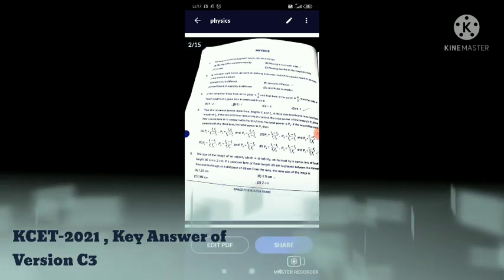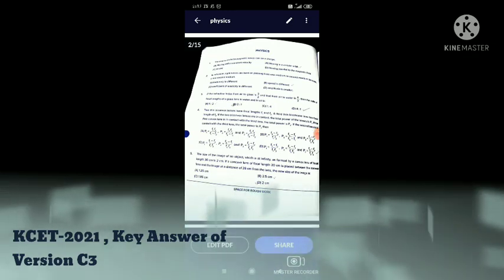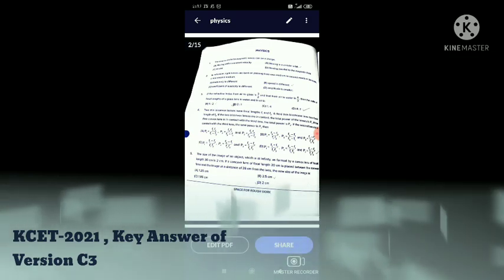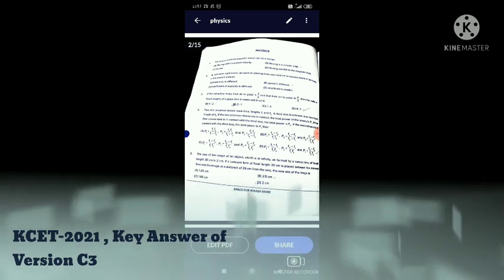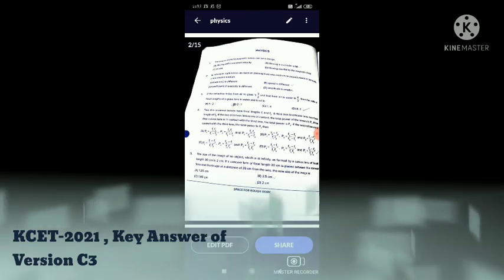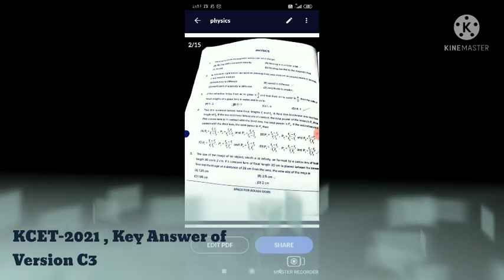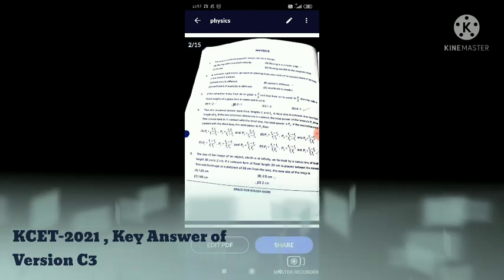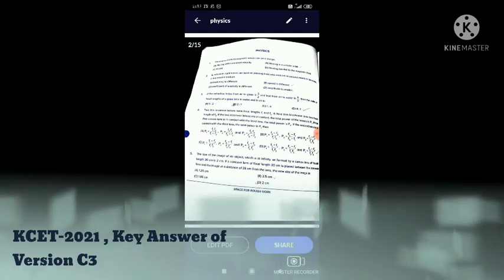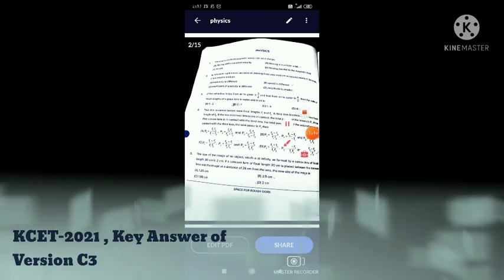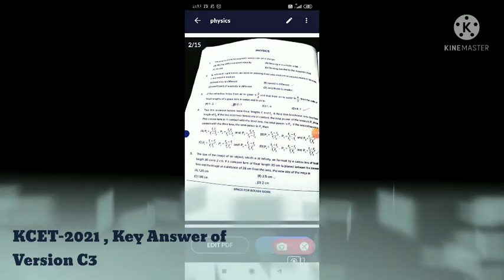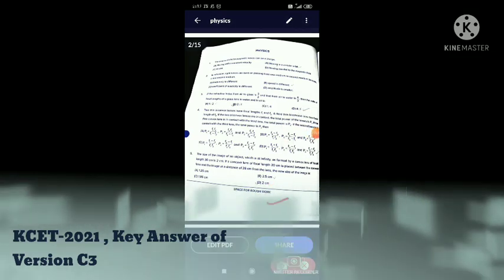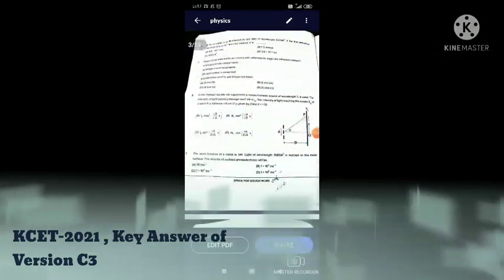The size of the image of an object which is at infinity as formed by a convex lens of focal length 30 cm is 2 cm. If a concave lens of focal length 20 cm is placed between the convex lens and the image at a distance of 26 cm from the lens, the new size of the image is, the option D is the correct answer. Next we will move to the sixth question.